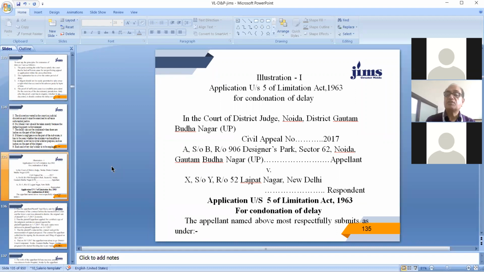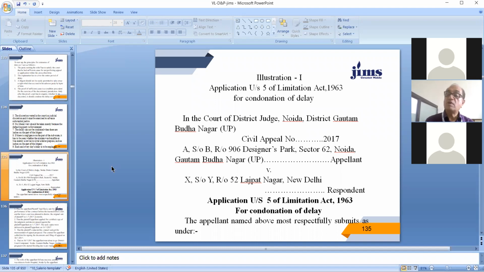Now, this is the actual drafting before you. The application under Section 5 of the Limitation Act 1963 for condonation of delay. First of all, you will draft the name of the court. You see, we are taking the old illustration of the pending case between builder and the purchaser. So the name of the court may be the same, or if you have filed the suit in any other court, then the name of the court will change. So here in this illustration, which I have adopted, the name of the court is: In the Court of District Judge, Noida, District Gautam Buddha Nagar, UP, Civil Appeal number ___ of 2017.